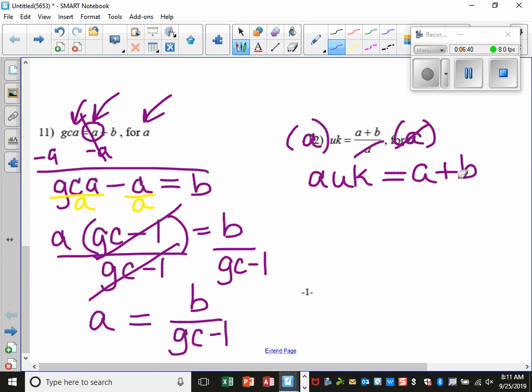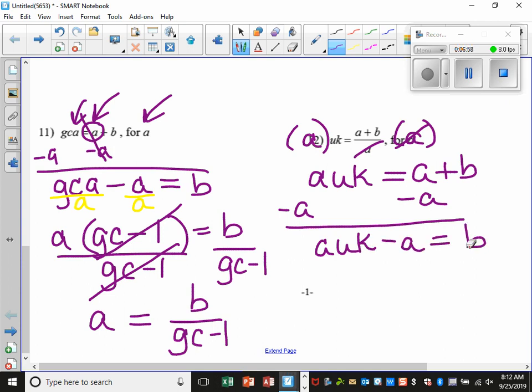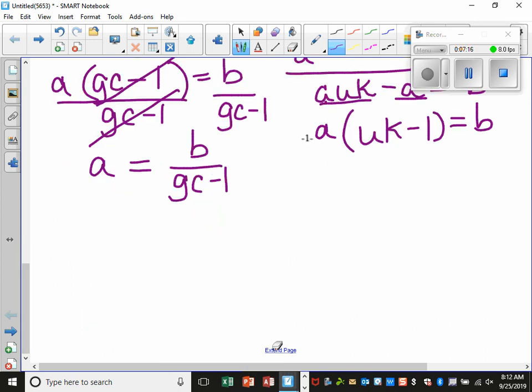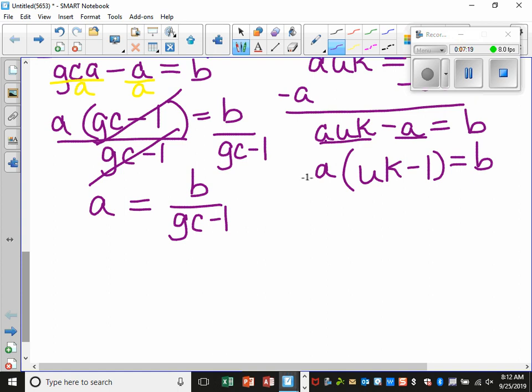Now, since I'm solving for A, I want to get all my A's to one side. So I'm going to subtract this A over just like I did before. So when I subtract it over, I'll have AUK minus A equals B. And now I'm going to factor out the A. So technically, when I divide these two terms by A, I'll be left with UK minus 1 equals B. Since UK minus 1 is being multiplied, I'm going to divide.